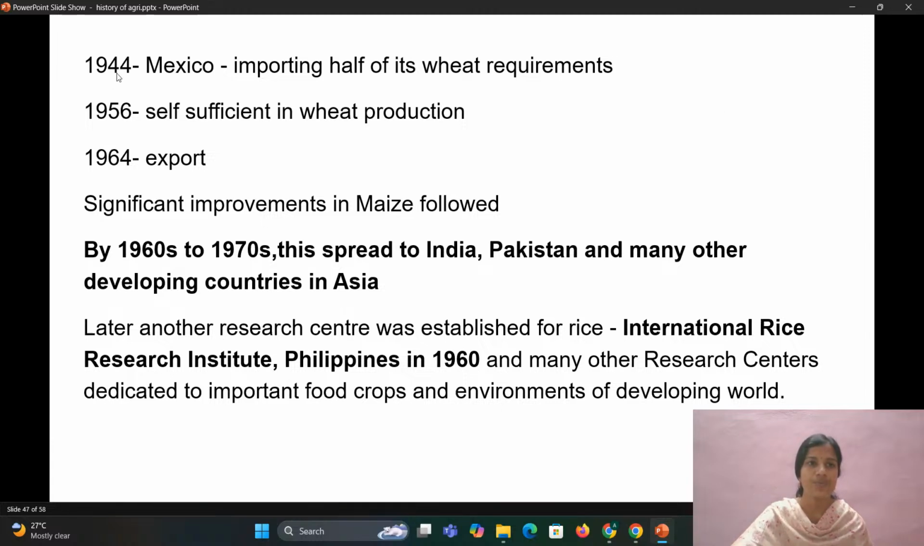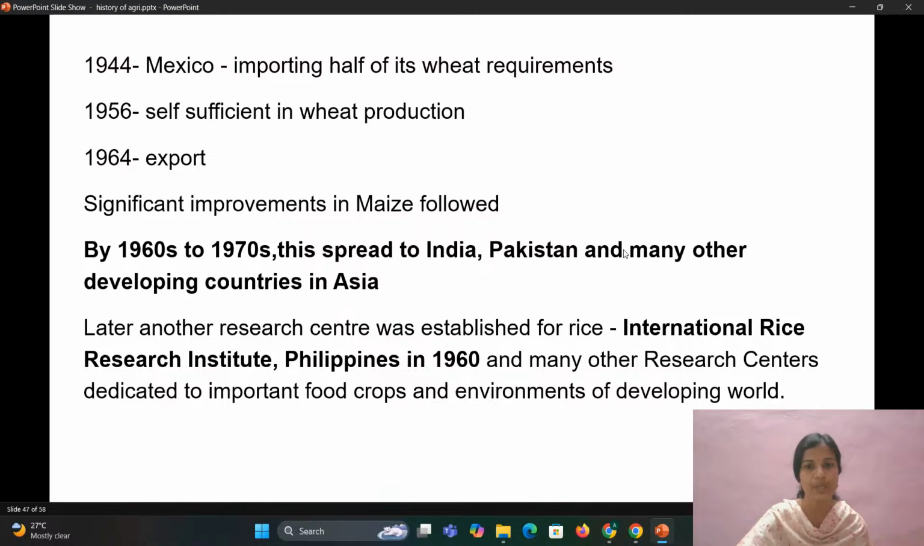So this is the graph regarding that. In 1944, Mexico imported half of its wheat requirement, whereas in 1956, it was self-sufficient in wheat production, and in 1964, it started exporting wheat to other countries. And similarly, various improvements or research followed in maize also. During the 1960s and 1970s, the use of high yielding dwarf varieties spread to other countries like India, Pakistan, and many other Asian countries.